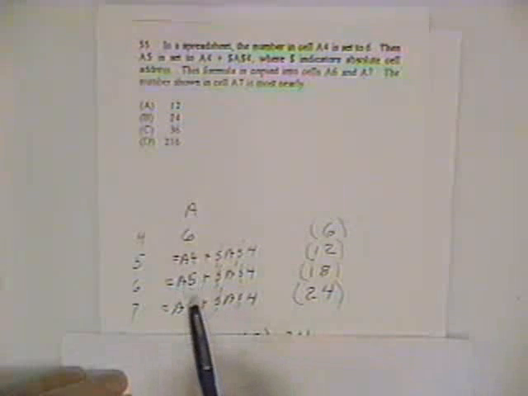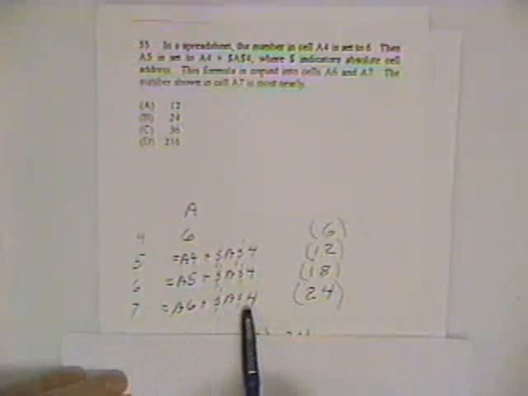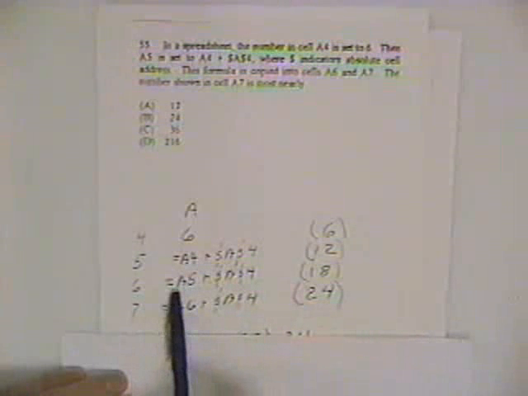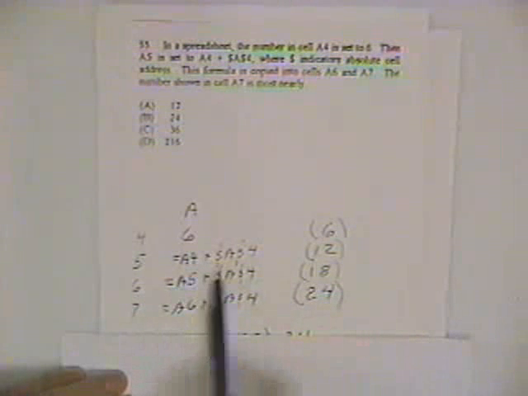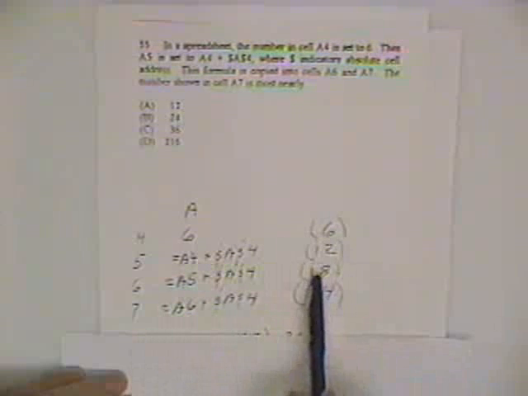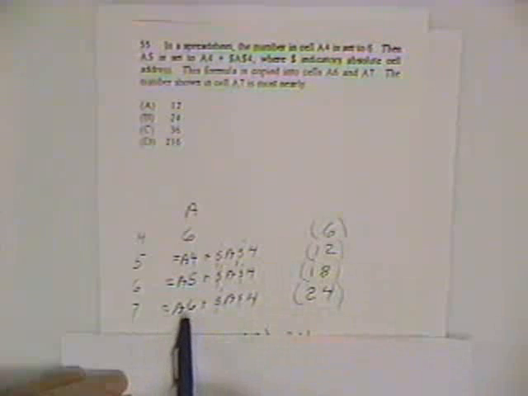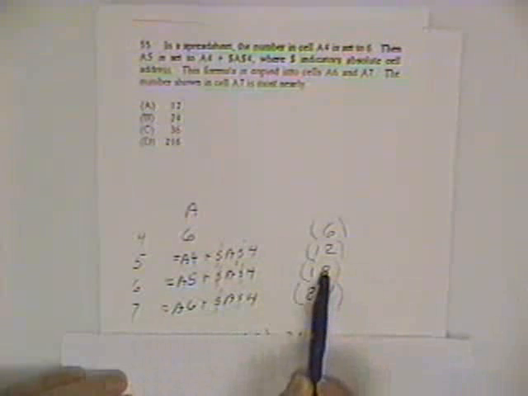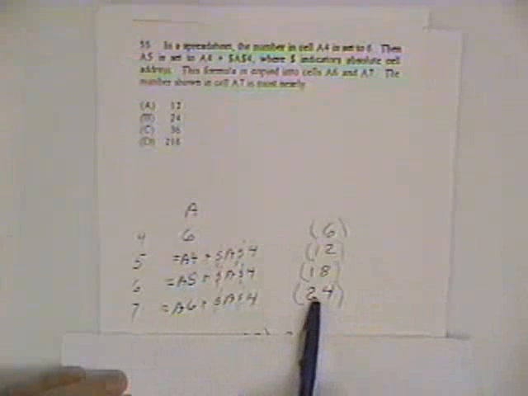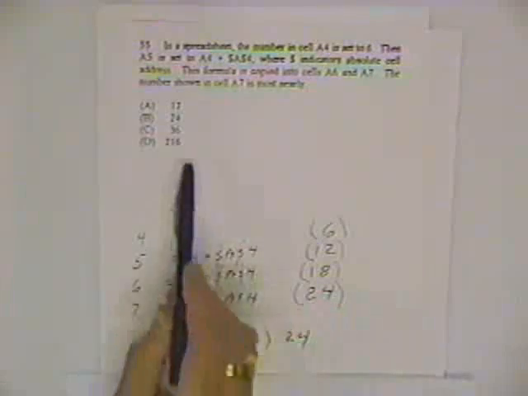And then when you copy that cell down to A7, again, the relative cell address remains relative. It refers to the cell immediately above it, in this case A6. The absolute address remains absolute. It refers back to cell A4. So then you can calculate, all right, in cell A6, the value is what's in A5, which we calculated as 12, plus what's in A4, which we calculated as 6, so it's 18. In cell A7, the value is what's in A6, which we calculated as 18, plus the value that's in A4, which we calculated as 6, so it's 24. The answer then would be 24, number B.